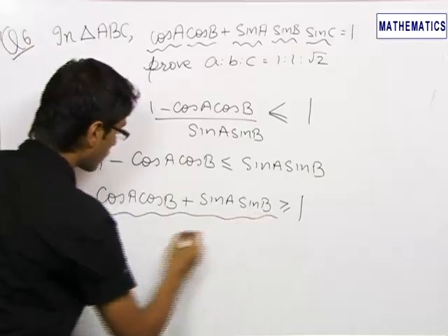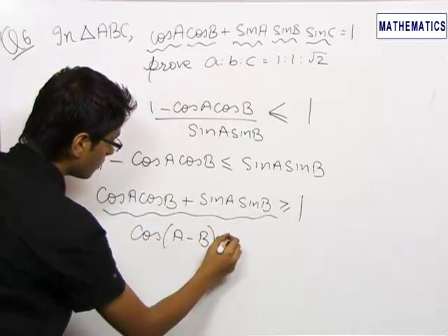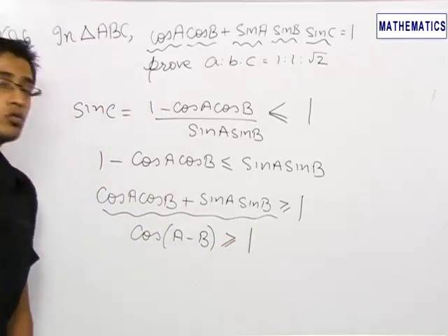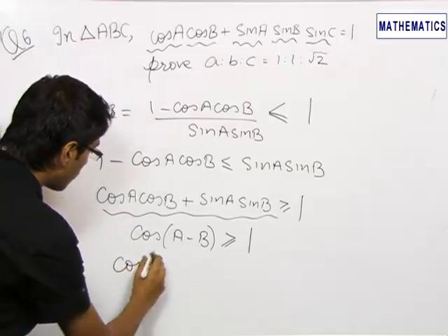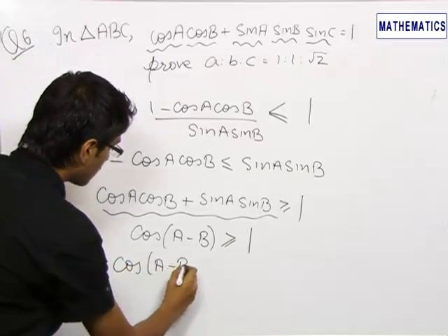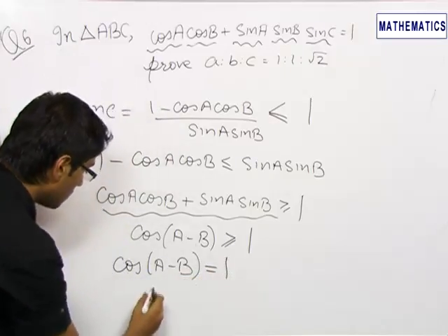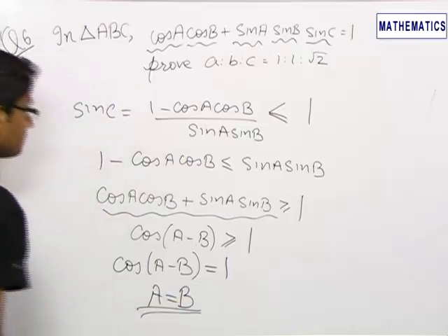This is the formula of cos of A minus B, and we are getting cos of A minus B to be greater than equal to 1, but we know that cos of any angle is always less than equal to 1. So the only possibility left is cos of A minus B has to be equal to 1, which makes A equals B.